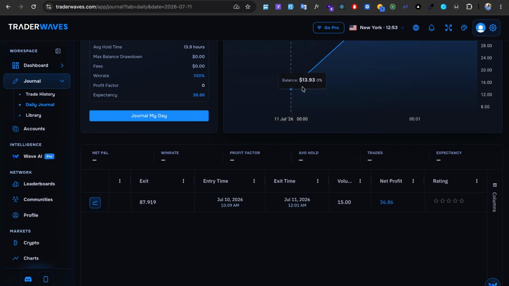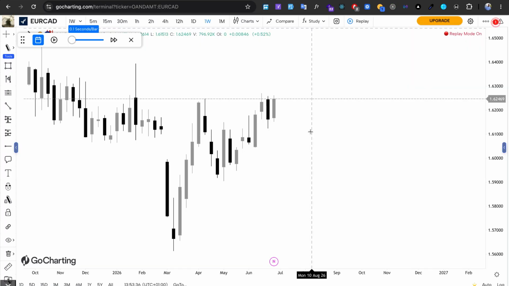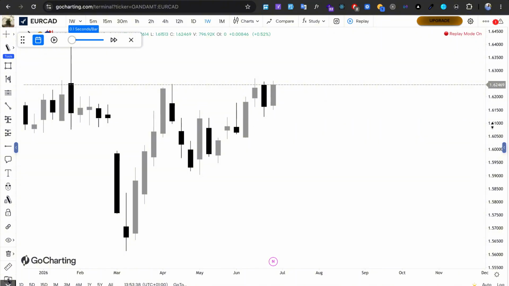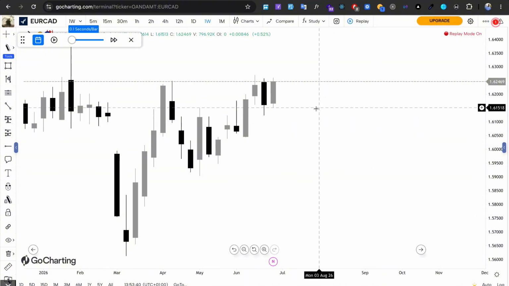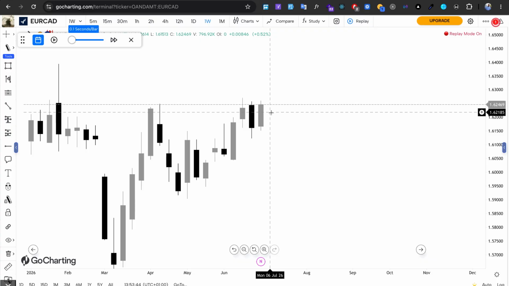Enough of all those. Let's just go to the chart. I'll be using GoCharting because I didn't pay for premium TradingView, so I'll be using GoCharting so that I can replay charts. I've already cut out the price for last week so that we can replay and start from the beginning.